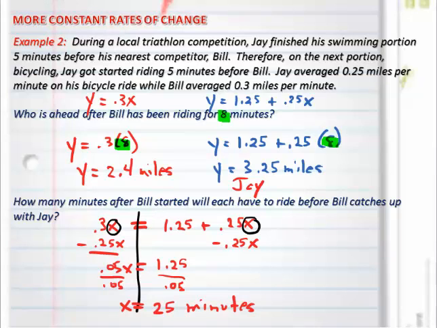Okay, so you can see I solved the equation 0.3x equals 1.25 plus 0.25x by subtracting 0.25x from both sides and then dividing by 0.05. When I did that, I got 25, so 25 minutes. So after 25 minutes, Bill and Jay will be at the same place. Bill would have caught up with Jay.